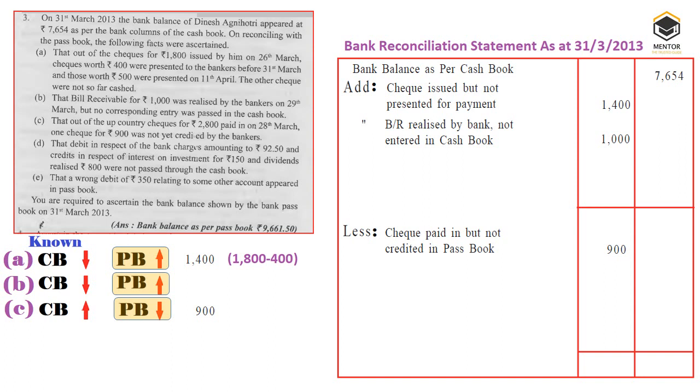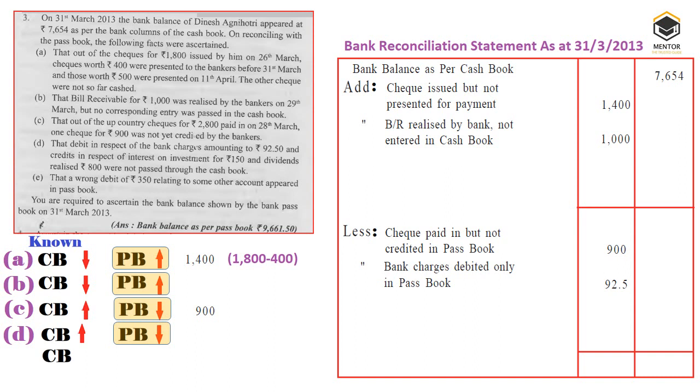Then next, the debit in respect of bank charges amounted to rupees 92.5 and credit in respect of 150 interest on investment and 800 dividends realized. So we will take up separately the debit. What is happening in case of bank charges debited? Passbook balance will decrease, cash book will be more. Which one do we need to find out? Passbook. How much? 92.5. So it will be deducted, bank charges.